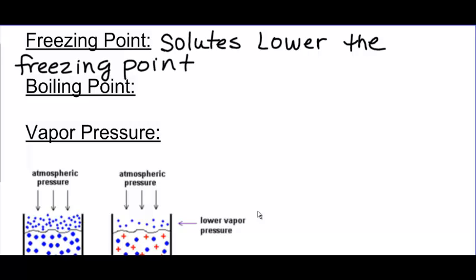So it'll have to get colder for that water to refreeze. So it keeps water as a liquid even though it's below freezing. So solutes lower the freezing point of solvents. And again, the more you have, the greater the effect.